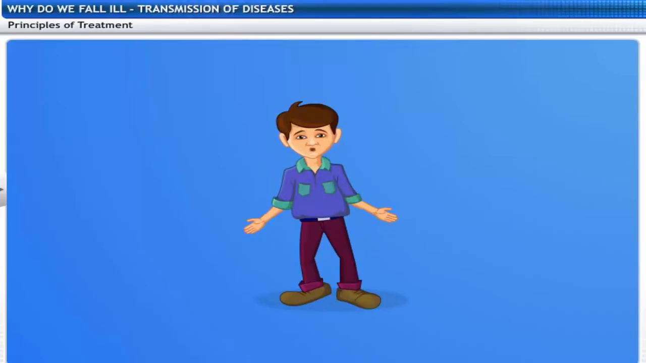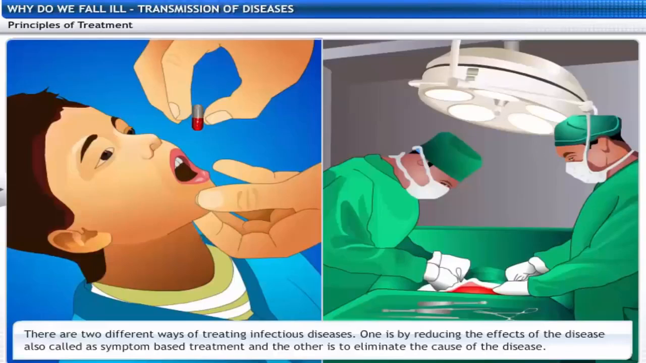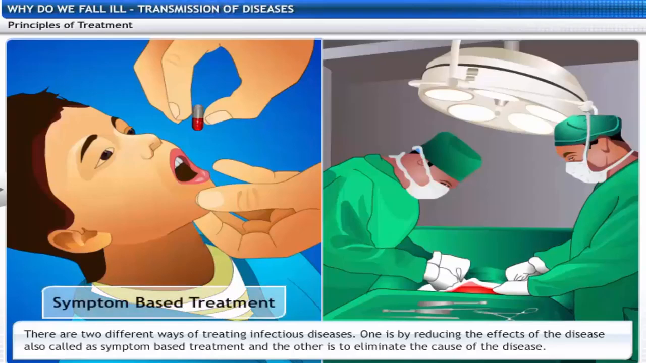How are infectious diseases treated? There are two different ways to treat infectious diseases. The first is to reduce the effects of the disease, also called symptom-based treatment, and the second way is to eliminate the cause of the disease.